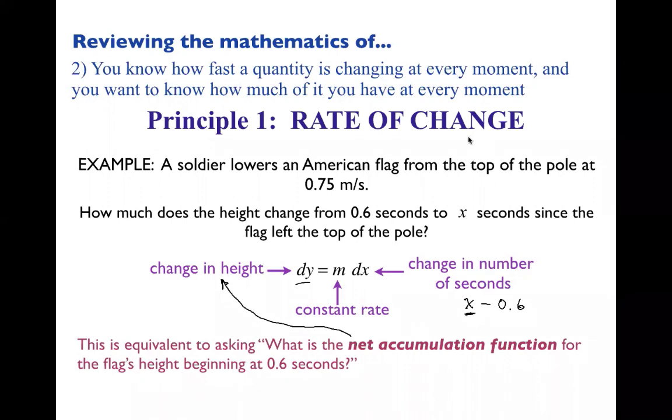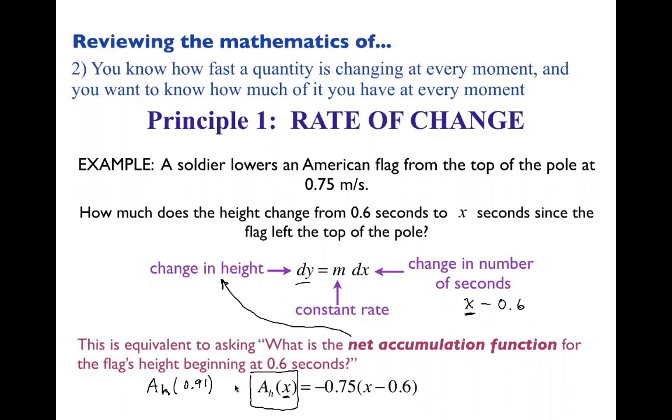Okay, so this is a net accumulation function, and we can write it this way. Here's our constant rate times our change in x, and this now is function notation, and it represents dy. But it's better than just dy, because that whole thing in the box gives us the dy for a specified value of x. So I could write a sub h for 0.91. Not only would that represent a change in y, but we know exactly what change in y that represents. It's the change in y at 0.91 seconds since the flag left the top of the pole.